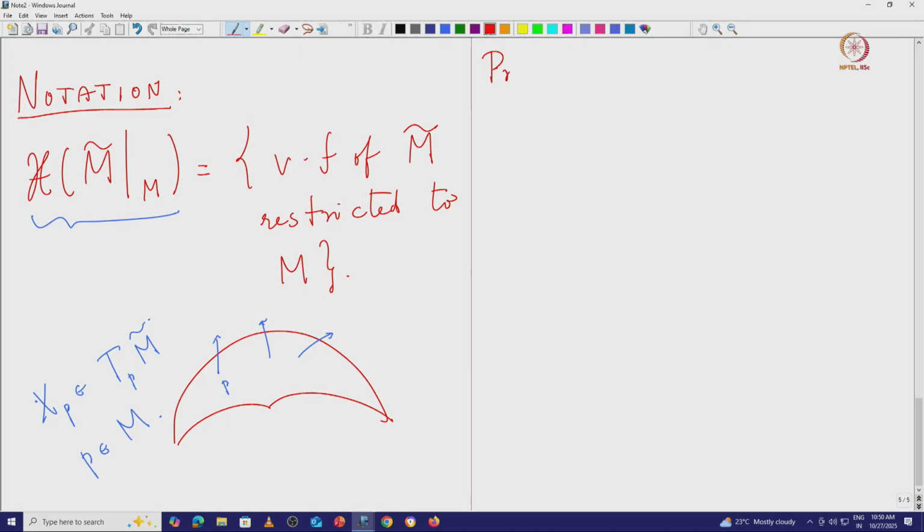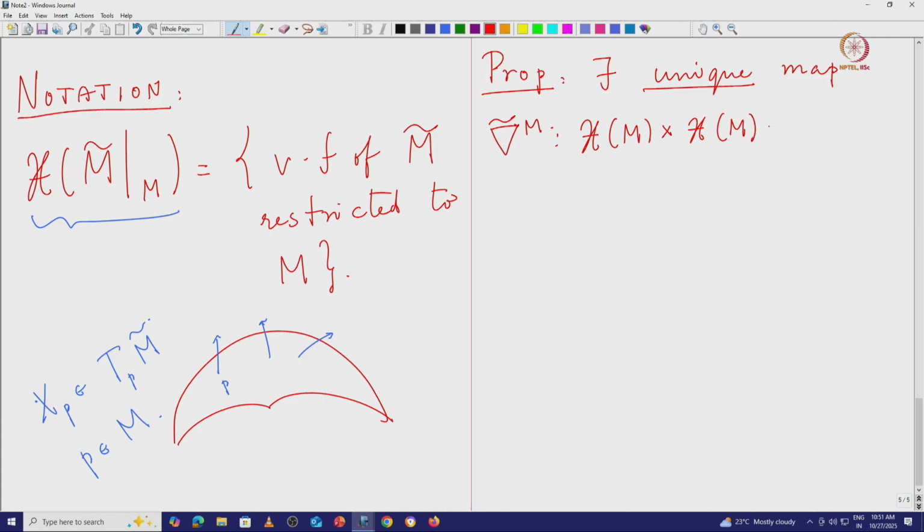So the key proposition is the following: there exists a unique map, which I will denote by nabla tilde, remember, nabla tilde was the connection on M tilde, with a superscript of M. This takes in vector fields on M and spits out a vector field in this space, satisfying the usual properties that a connection is expected to satisfy.